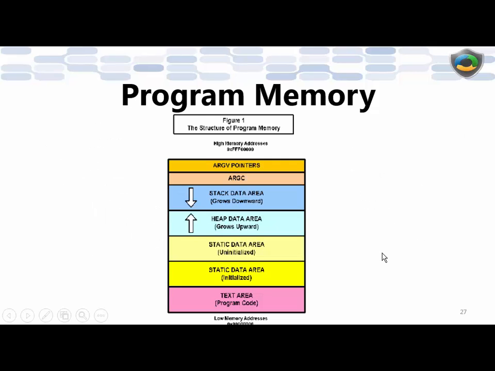So if you imagine program memory looks like this, let's work our way from the bottom up. You've got a text area which holds your program code. It's also called the code segment. You've got your static data area, which holds both your initialized and your uninitialized data. Then you've got your heap data area and your stack data area. And notice the heap addresses start low and go up. The stack data area starts high and goes down.